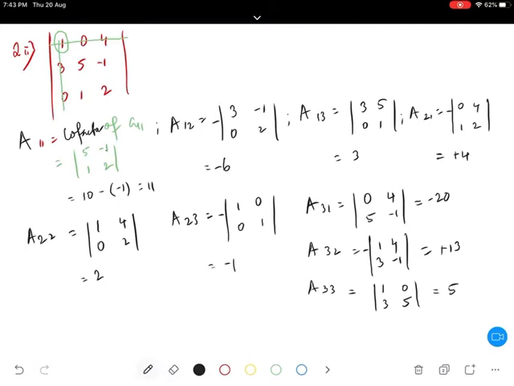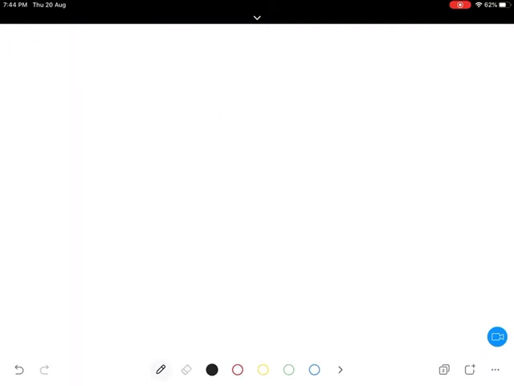Yeah, clear? So that's how we find the minors and cofactors of any given determinant. So that is it. Question number 2 is done. Question number 3, you do it as homework. It's the same thing. I will do question number 4. They are the same type of question. So let's do question number 4.